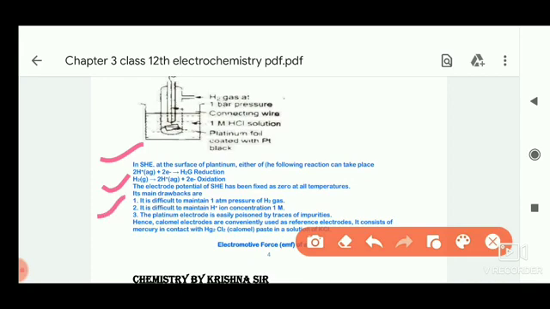Its main drawbacks are that it is difficult to maintain 1 atm pressure of H2 gas and also difficult to maintain H+ ion concentration at 1 M. The platinum electrode is easily poisoned by traces of impurities. Therefore, calomel electrodes are conveniently used as reference electrodes. It consists of mercury in contact with Hg2Cl2 calomel paste in a solution of KCl.